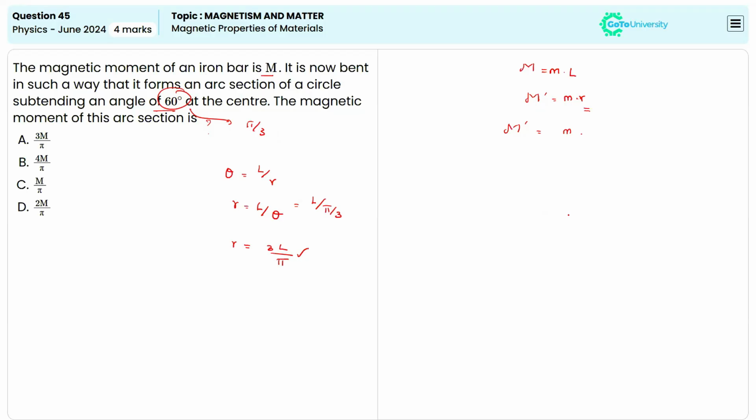So we have a value of r, which is 3L divided by pi. When we simplify this, we can write M times L times 3 divided by pi. Here ML represents the initial magnetic moment. So we can write M dash equals 3M divided by pi. So the correct answer for this question is option A.